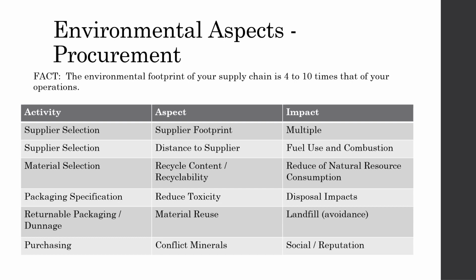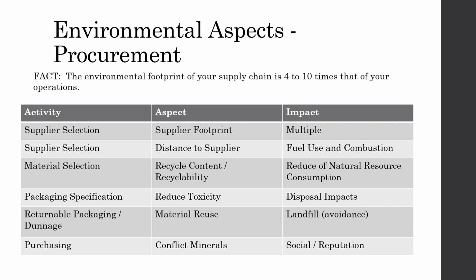Material selection. Do we have a choice to be able to increase the recycled content or the recyclability of our product? Packaging. Do we specify that we want expendable packaging versus returnable? If we have an option for returnable dunnage, is that something we can specify through our procurement process? Again, conflict minerals. We want to do our due diligence to make sure that what we're purchasing does not consume or support the use of conflict minerals. And these would be just a few examples of aspects related to procurement.